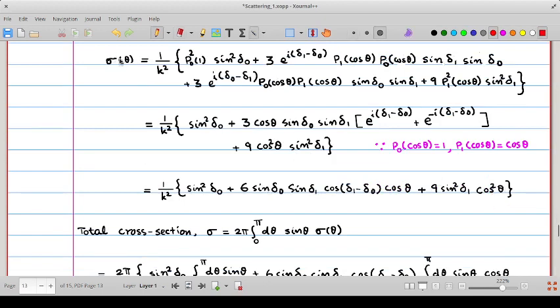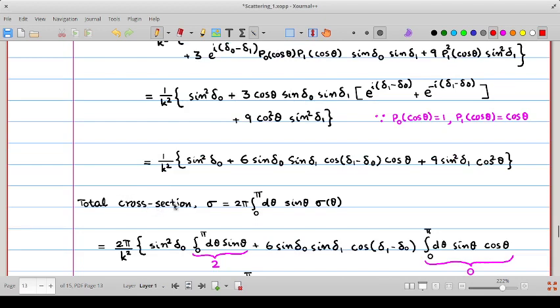So the differential scattering cross section, when we consider only say L equal to 0 and L equal to 1 partial waves, contains terms that correspond to interference between two partial waves. So this term over here is a product of sine delta 0 and sine delta 1. So it is a contribution from the L equal to 0 partial wave and the L equal to 1 partial wave.